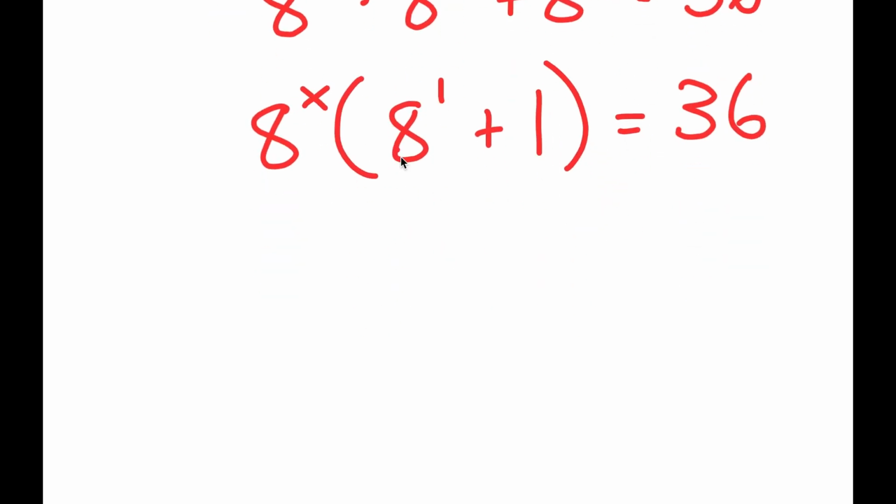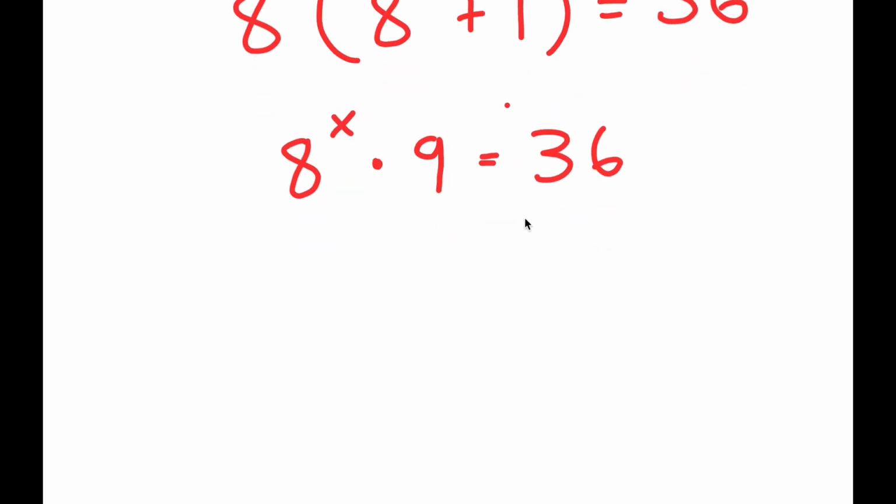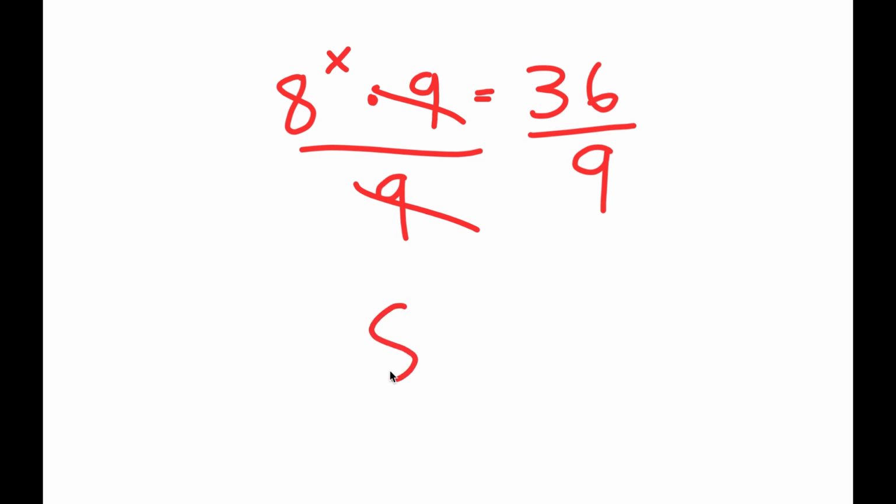Now from here, a to the power of 1 is just 8, and 8 plus 1 is equal to 9. So I get a to the power of x times 9 is equal to 36. All I did was solve what's in the parentheses. And now from here, we want to isolate x, so we have to get rid of this 9 by dividing both sides by 9. So then these two cancel out, and I get a to the power of x is equal to 36 divided by 9, which is 4.